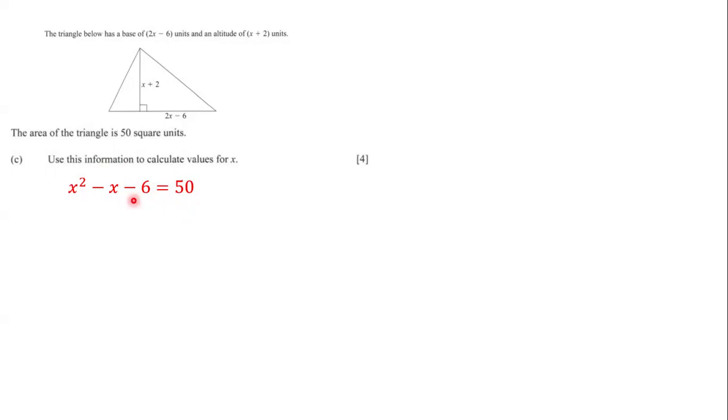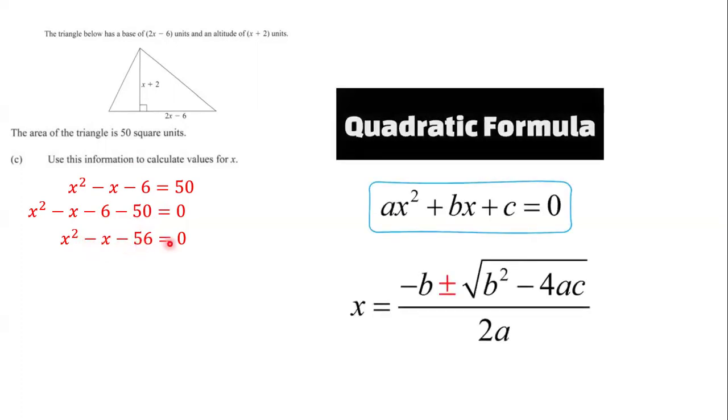And so what we have here is we're going to take 50 and send it over the equal sign. When we take 50 over the equal sign, it was a positive 50, but it becomes a negative 50. And so we have x squared minus x minus 6 minus 50 is equal to 0. And so we have negative 6 minus 50, which is negative 56. And so we have x squared minus x minus 56 is equal to 0. And so we're going to apply the quadratic formula.